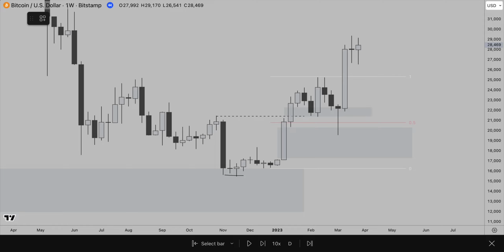In the next video, we'll combine these concepts with order blocks and dealing ranges to build even stronger trade setups.